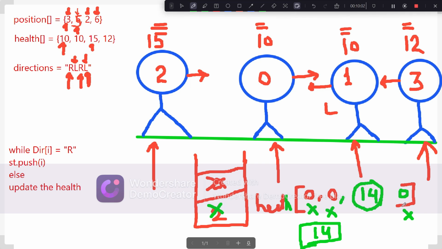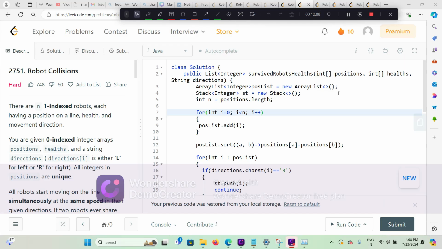Okay, so I will explain each and every line of my code. Let me show you my code. So guys, I will explain every line of my code. See here, first of all I am creating one array list, post list. Okay, I'll tell you why.